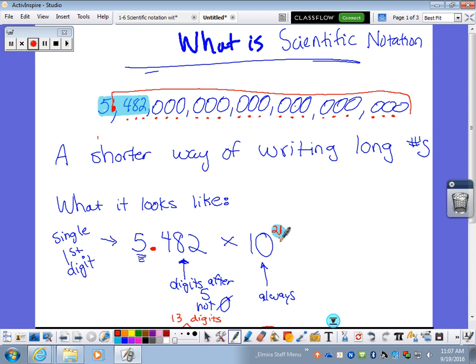Okay, so scientific notation always starts with a single digit. It's always one number. And then after the decimal is any numbers that came after that but aren't zeros, unless there was a 0 in between, and then that counts. And then times 10 is always part of it. And there are 21 digits from the new decimal to the end of the number, so that's the 21.